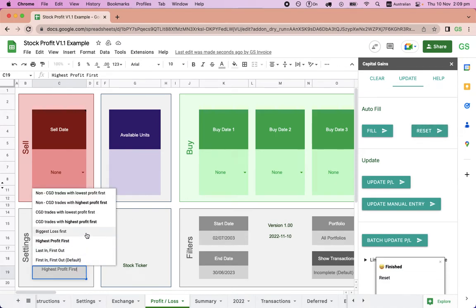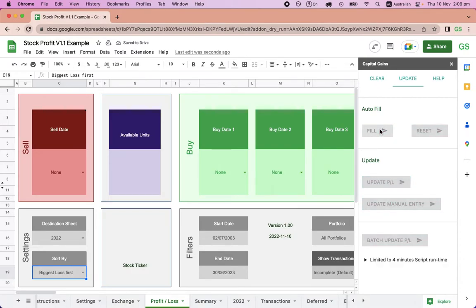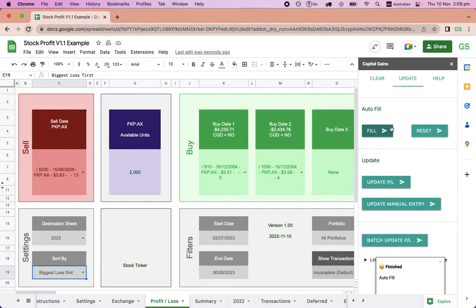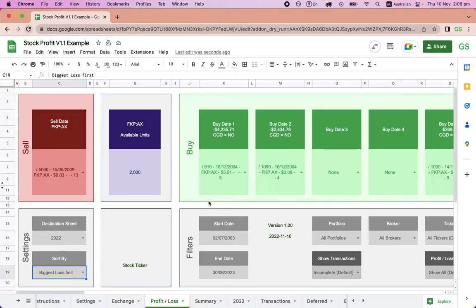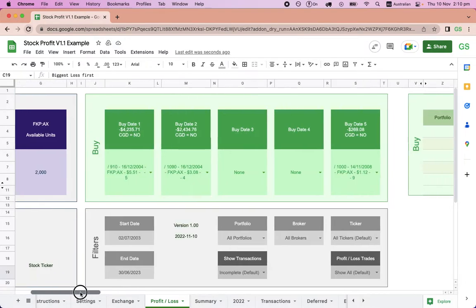The next method is the biggest loss first. Now, this is an interesting example. Let's close this sidebar. As you can see, the biggest loss here is 4,235, followed by 2,434. And then there's a couple blanks. And the last option is 269. The reason why there's a couple blanks is because the calculator ignores reserved units.